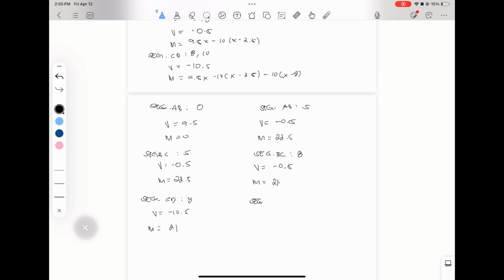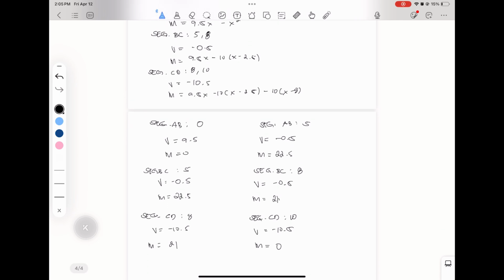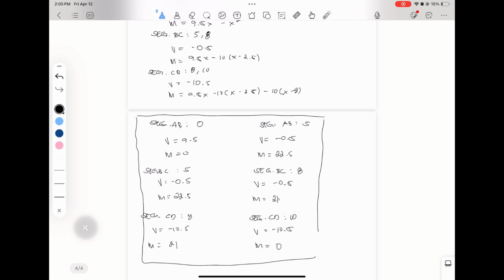So segment CD, when it's 10, the shear is still the same, negative 10.5, and moment is equal to 9.5 multiplied by 10, minus 10 times 7.5, minus 10 times 2, so you get 0. So these are all of your values for the equation method. There you go.